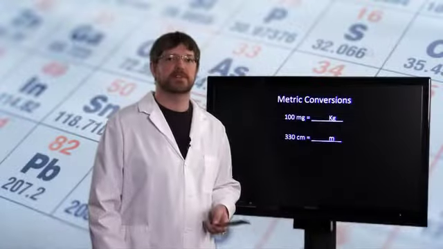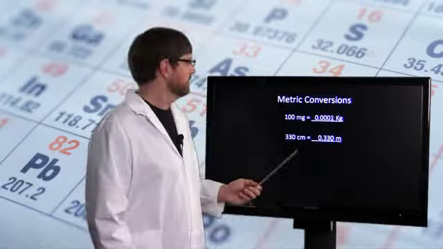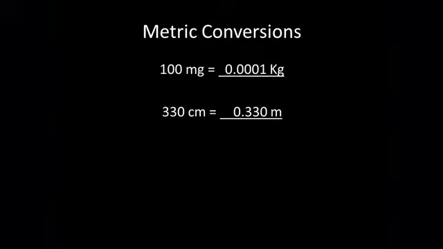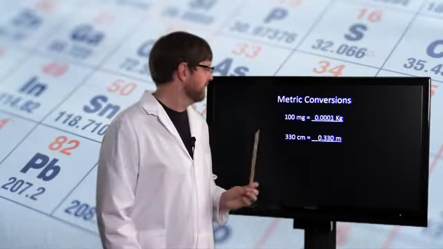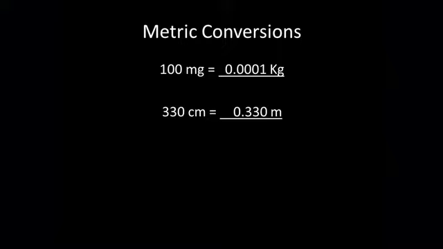100 milligrams equals 0.0001 kilograms because it takes 1,000,000 milligrams to make 1 kilogram. Now, centimeters, it takes 100 centimeters to make 1 meter, so we would divide by 100 and we're left with 0.330 meters.